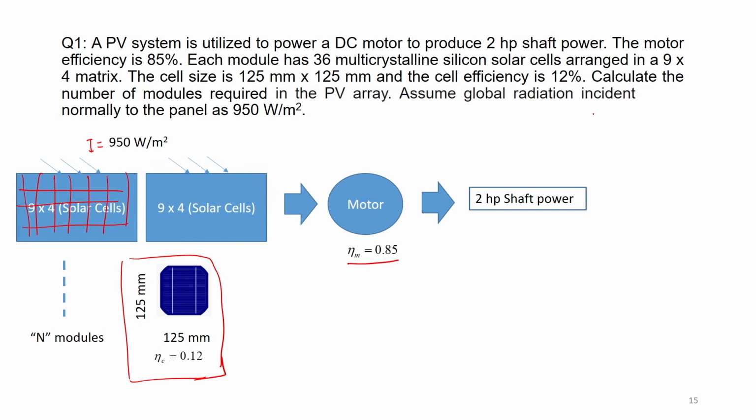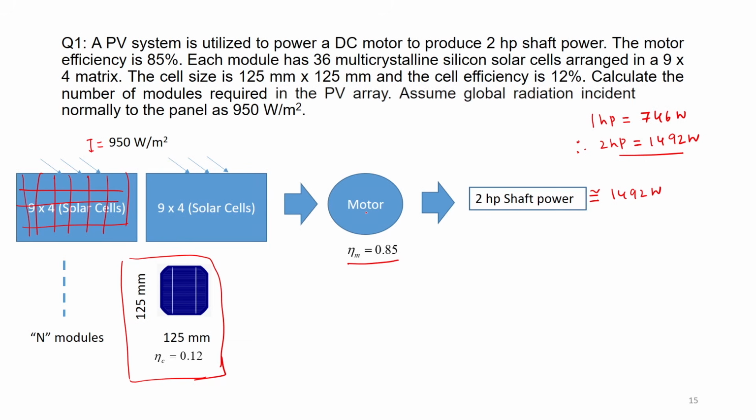So, as we know, 1 HP is equal to 746 watt, hence for 2 HP it will be 746 multiplied by 2, which comes to be 1492 watt. Okay? As we know the motor efficiency, by utilizing these two parameters we can calculate the input power required to run the motor.